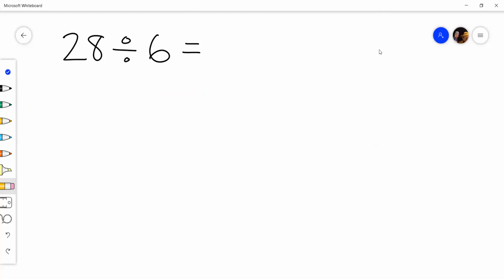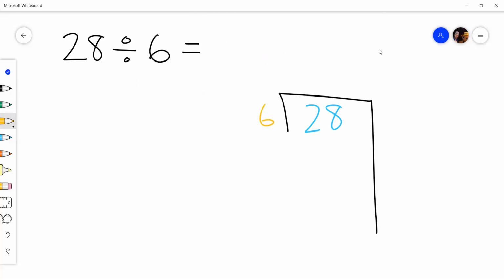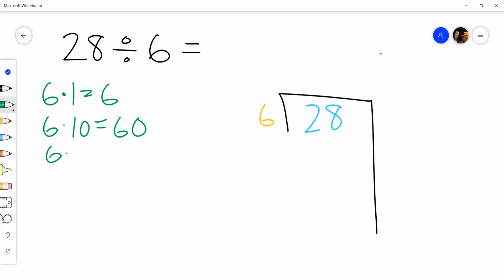Okay, so let's start with our graphic organizer. Then we can think about our groups of 6 that might help us. So I know 6 times 1 equals 6. 6 times 10 is 60. That's too much. So I guess I'll just start with that. Okay, I'll kind of stop there.